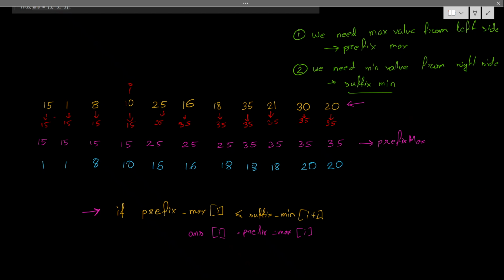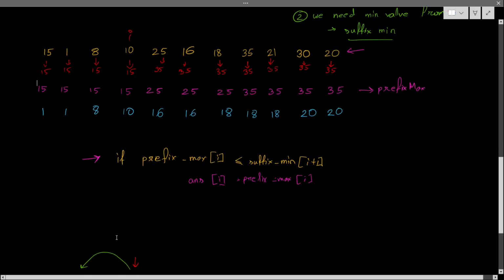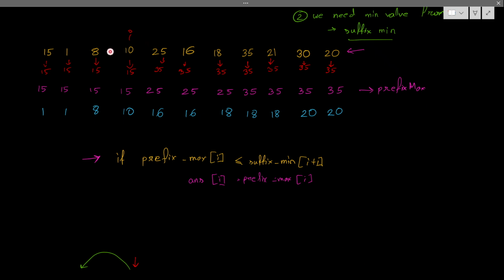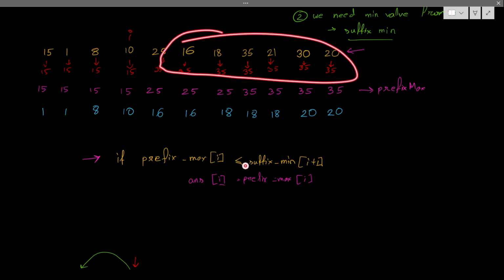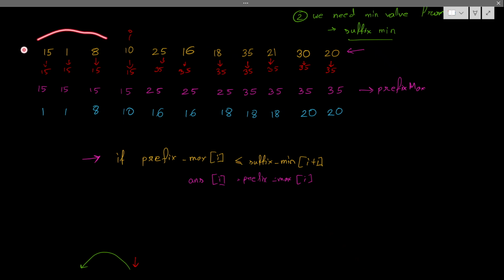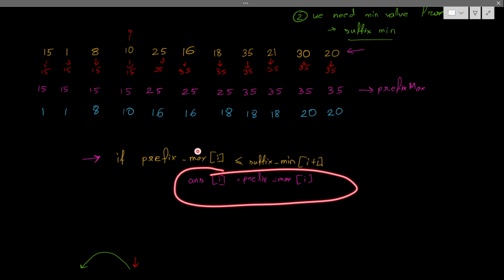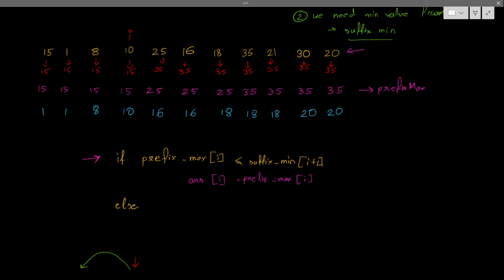So this is the thing I want to tell. If I go to the left side, and from the left side I can go to the right side, then the answer will be different. But if I go to the left side and from the left side I cannot go to the right side, in that case my answer will be this one, my prefix max. Otherwise, if I can go, that means the else part.